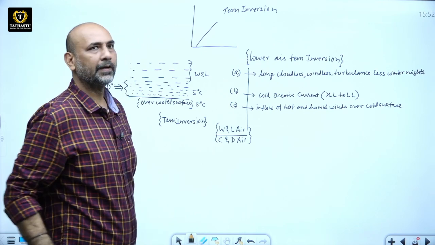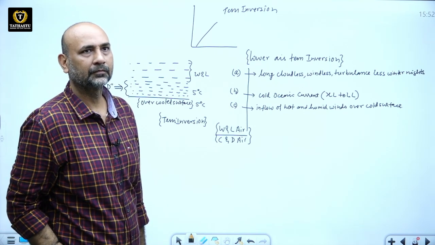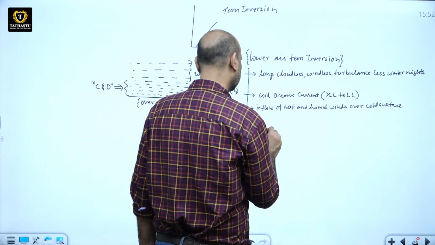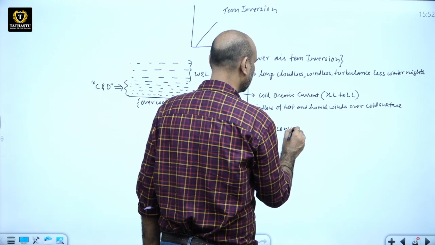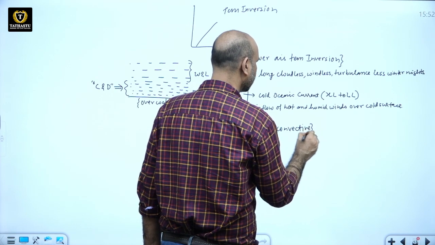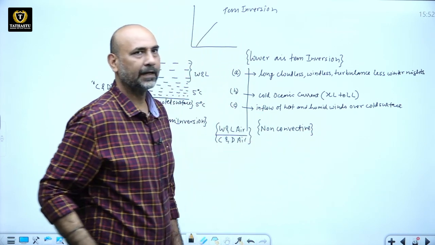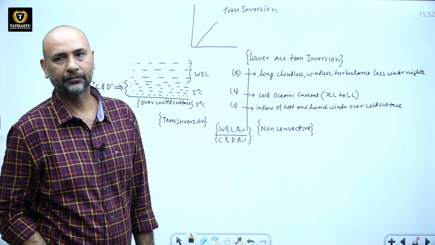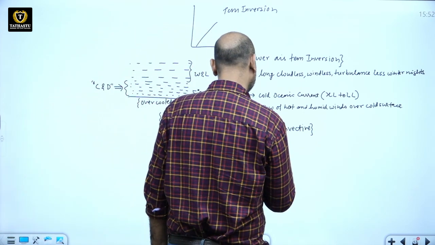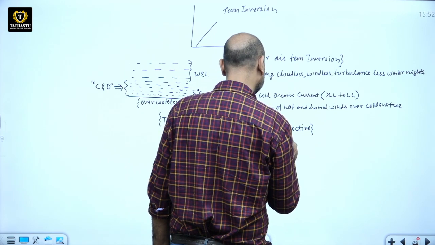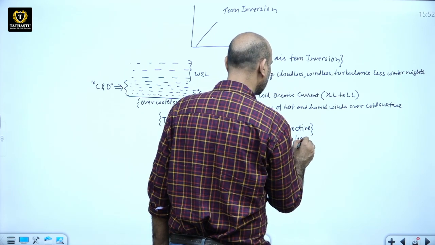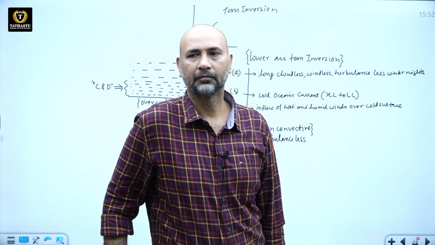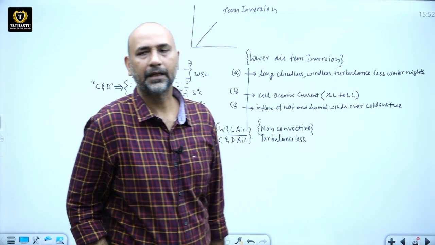Is it going to be convective or non-convective? Answer: non-convective. Because they are asking about atmospheric conditions. Cold and denser air cannot rise and warm and lighter air cannot sink. It is going to be turbulence-less. So atmospheric conditions are going to be stable or unstable? Stable and stratified.